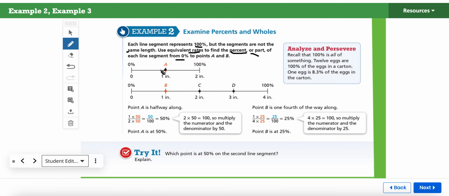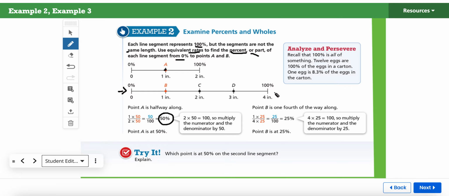Now, we need to find the percent. So we're going to write an equivalent ratio. So 1 over 2 equals something over 100. And how do we go from 2 to 100? We multiply by 50. So 1 times 50 is 50. So therefore, the 1 inch represents 50% because 1 out of 2 is half. 1 is half of 2. Therefore, 50 is half of 100. So that's 50%. Okay, so now let's look at this number line over here.